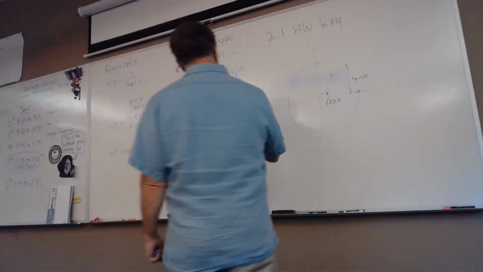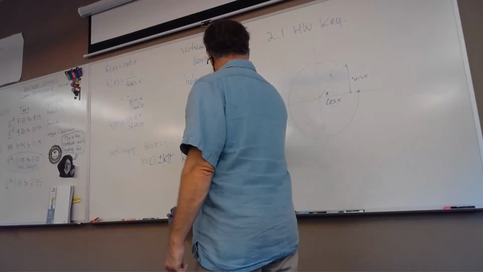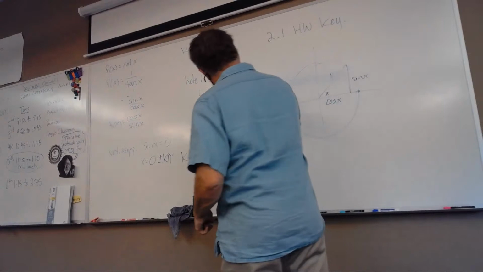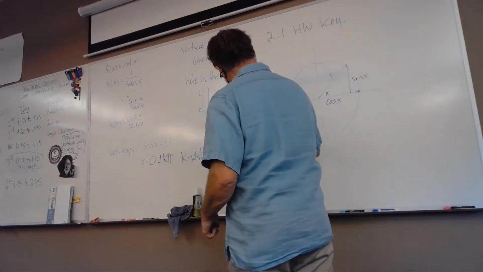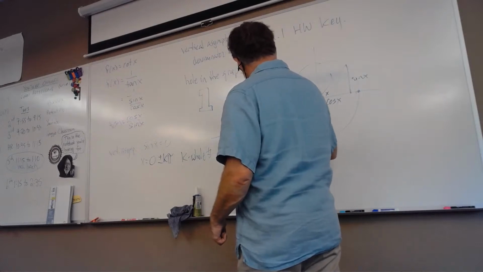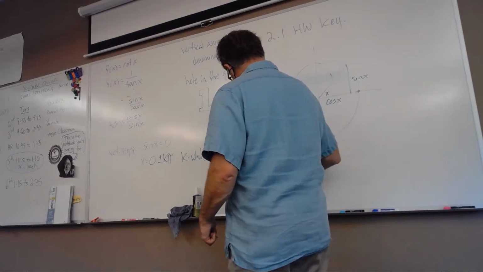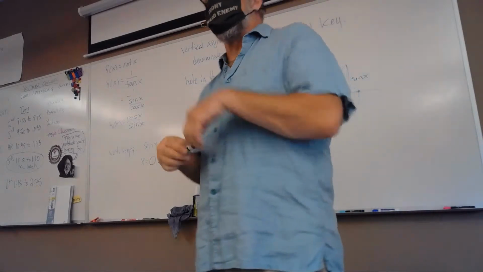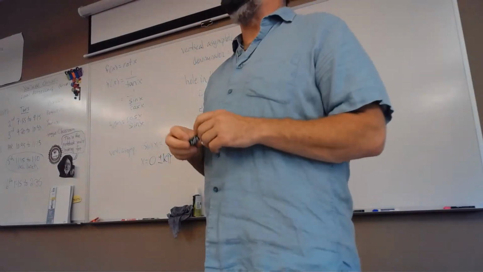Now, what happens at those vertical asymptotes? So if I'm drawing a graph, I know that I'm going to have a vertical asymptote here at 0. I'm going to have one here at pi. I'm going to have one here at 2 pi. And then the question is, well, now what? What happens on either side of those vertical asymptotes?